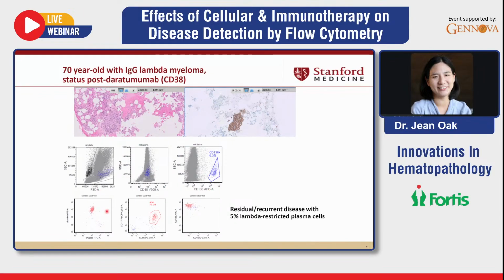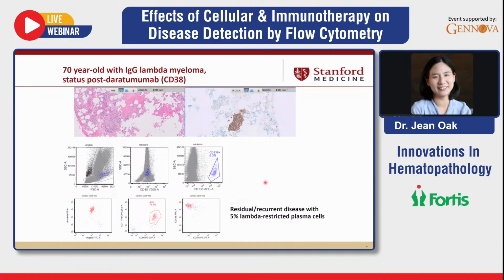And it's restricted by lambda. It's apparently positive for CD117 and CD56, and it's loss of CD19. So this was called residual recurrent disease. Interestingly, if you recall, CD138 can be kind of finicky. It needs to be in a brighter fluorochrome, by the way, if you're thinking about developing a plasma cell panel.